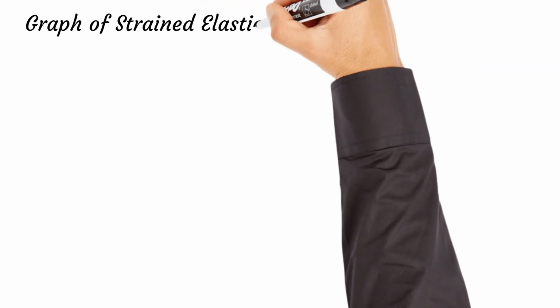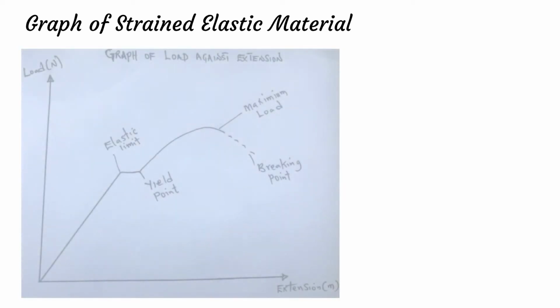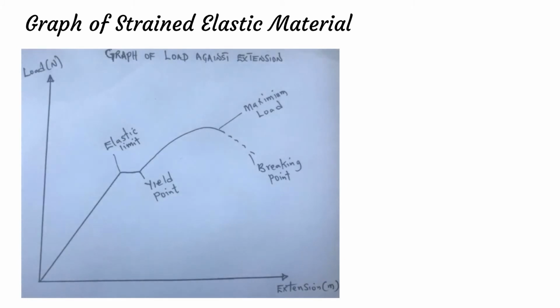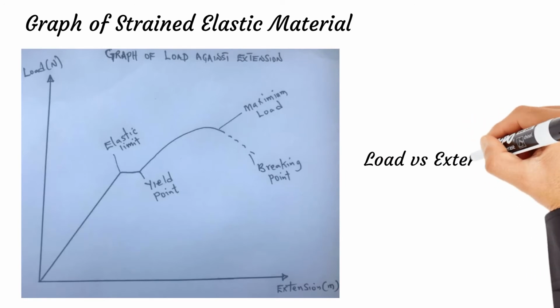The graph is shown below. Graph of load against extension. When you add a small load, it will extend. When you remove the load, it will return back. That is within the elastic limit. Above the elastic limit, if you add a higher load, it will get to a yield point where when you remove the load, it cannot return back. The material is strained already. As you continue to add load, it will get to the maximum load and then it will break.